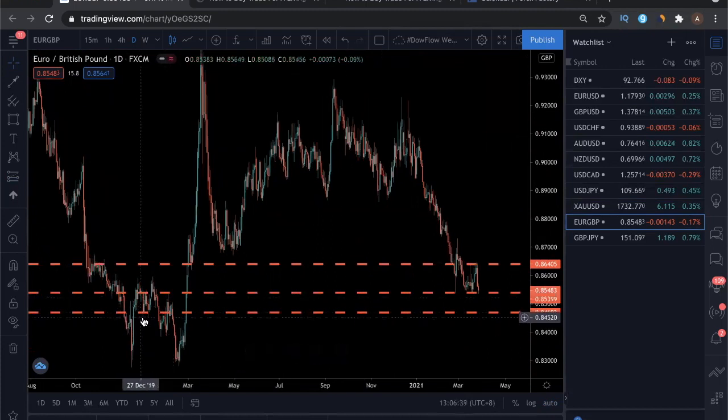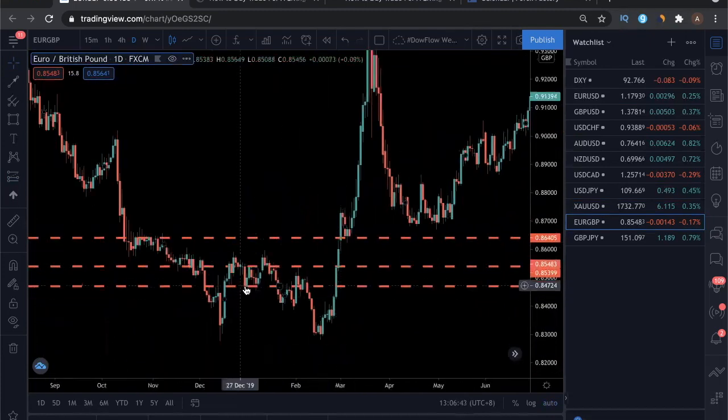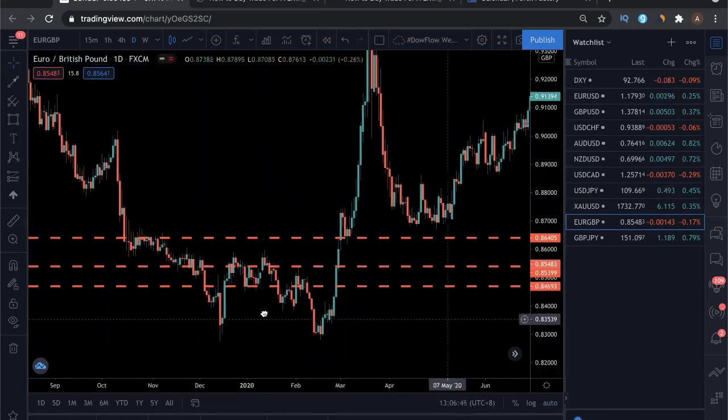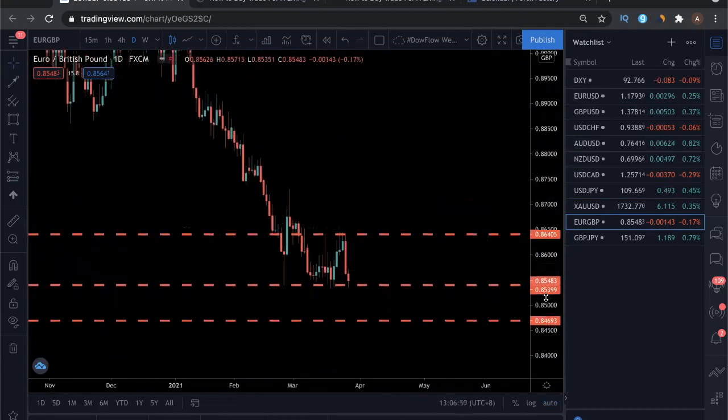So you can see that the next level is over here. Let me show you. It's this low over here. Okay, this is the next key level. So there is actually quite some space between 8539 and 8469. It's about 70 pips in movement, or rather 70 pips in space, potential profit that you could make.